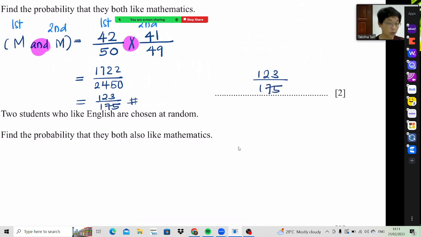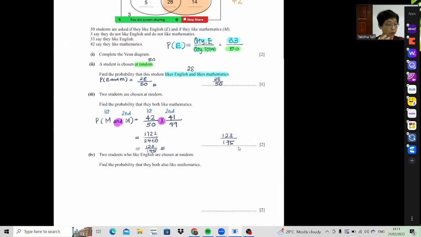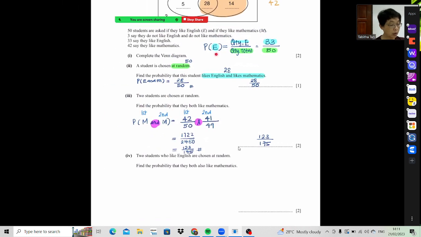That's it. So just simply run through the probability of whatever the condition asks of you. You just put in the quantity of the interested group out of the total available for you to pick from.